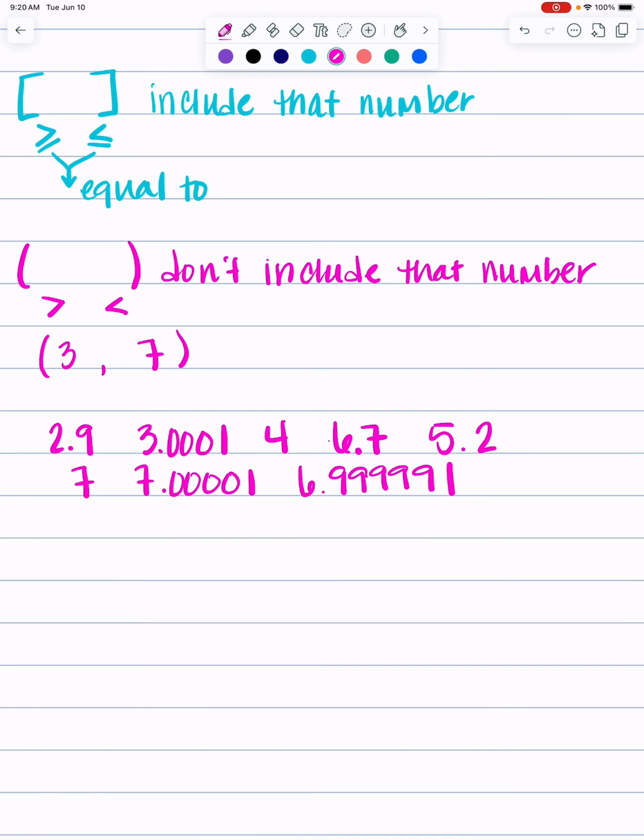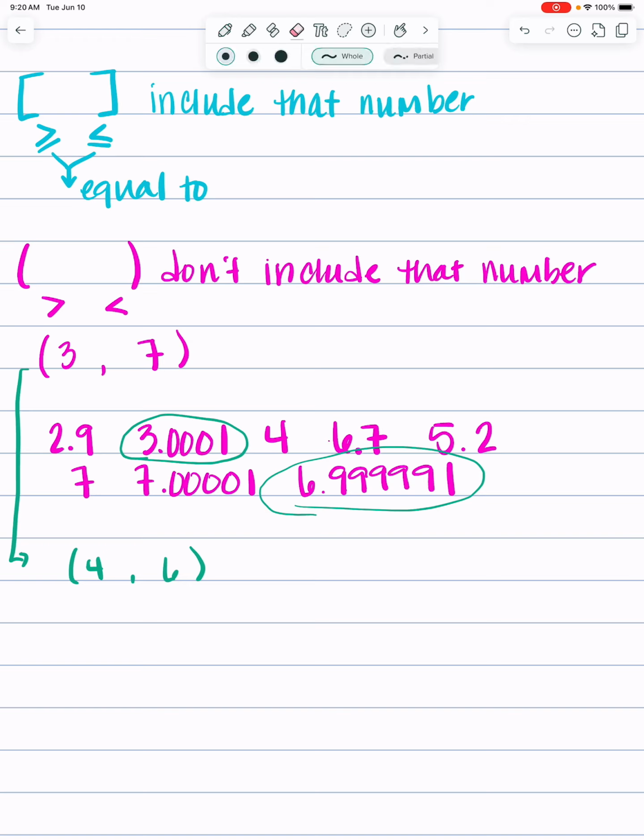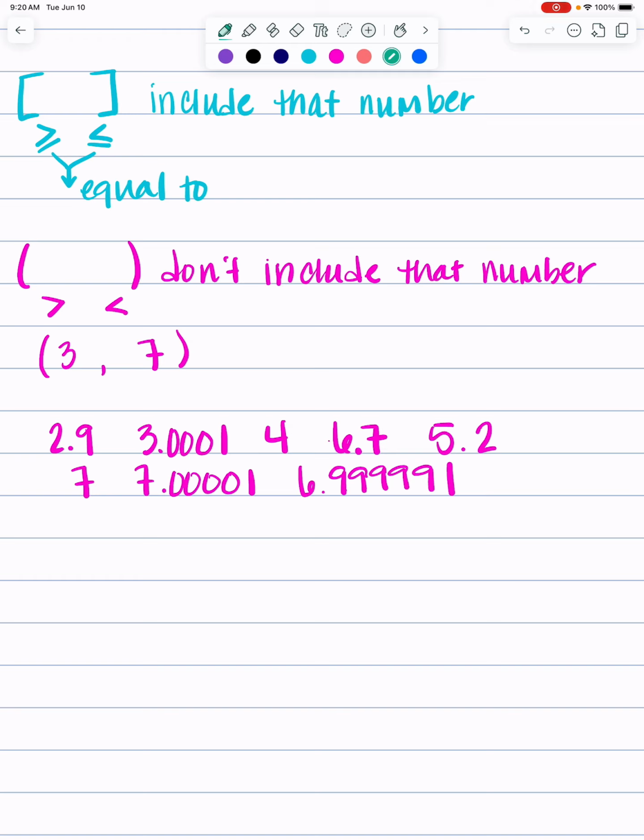If we just change the interval, maybe we change it to 4 to 6. If we don't want to include 3 or 7, maybe four to 6. Well, that would leave out some of our data. That would leave out this guy. That would leave out this guy. And so we can't just change the interval. Once we bring in the decimals and the fractions and all those super fun things, we have to come up with symbols that make our stuff work.